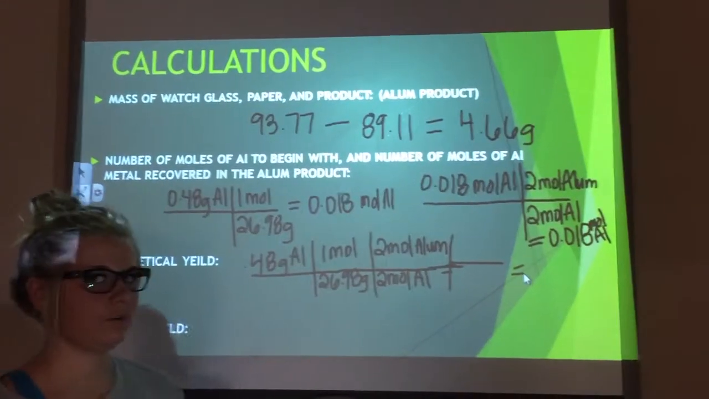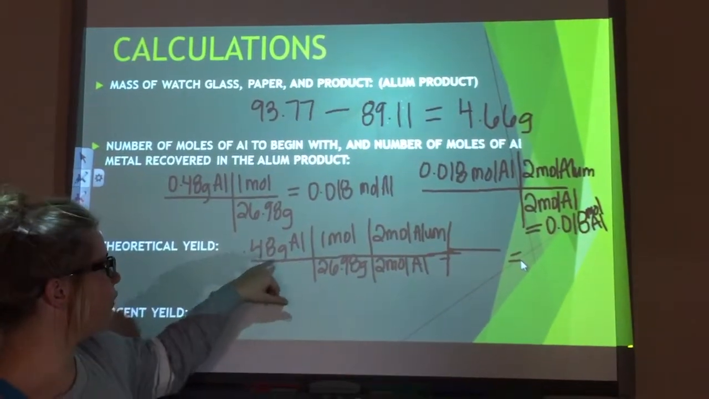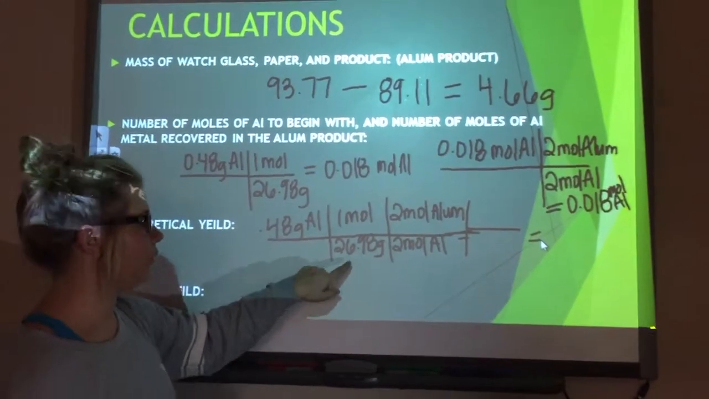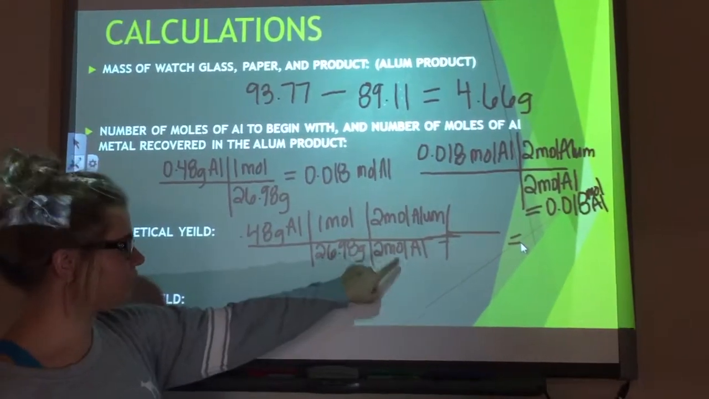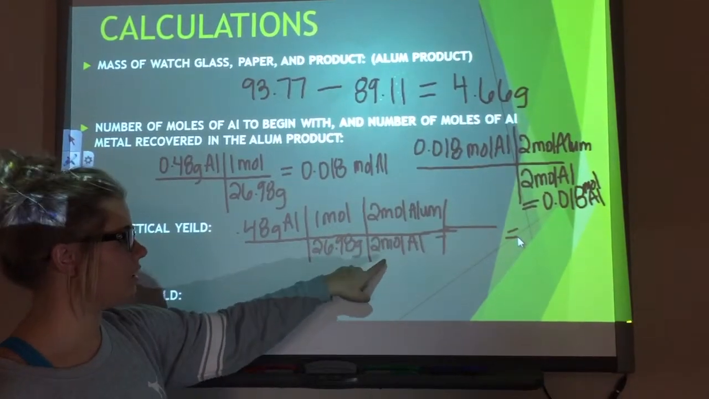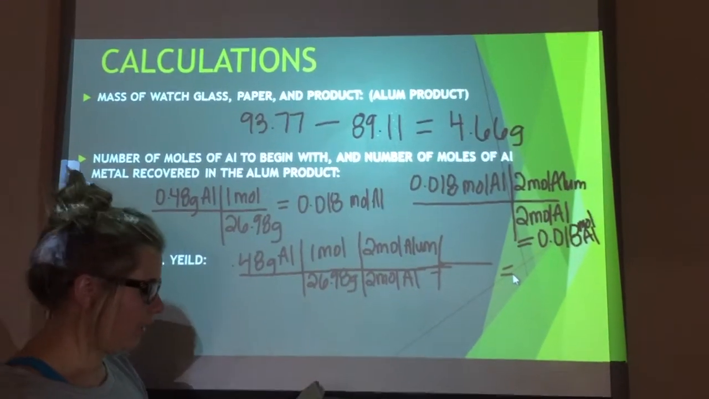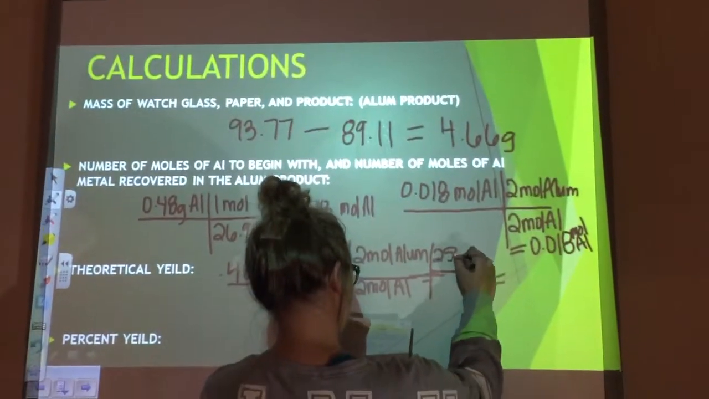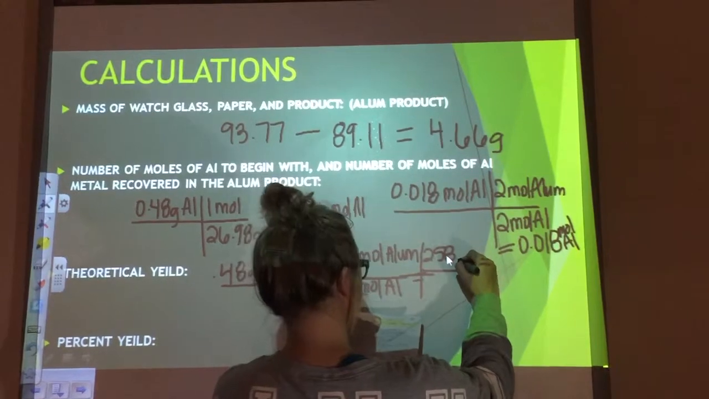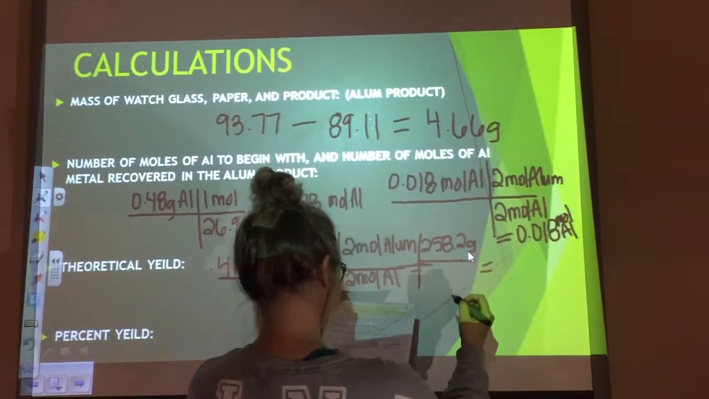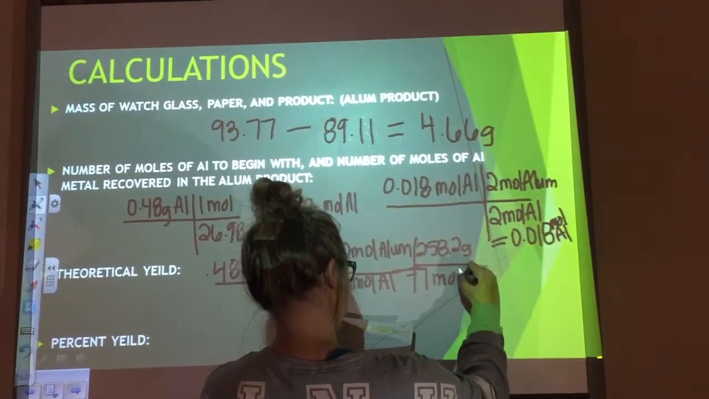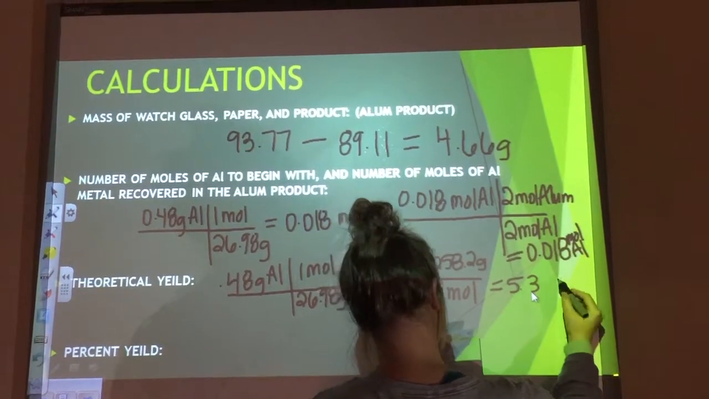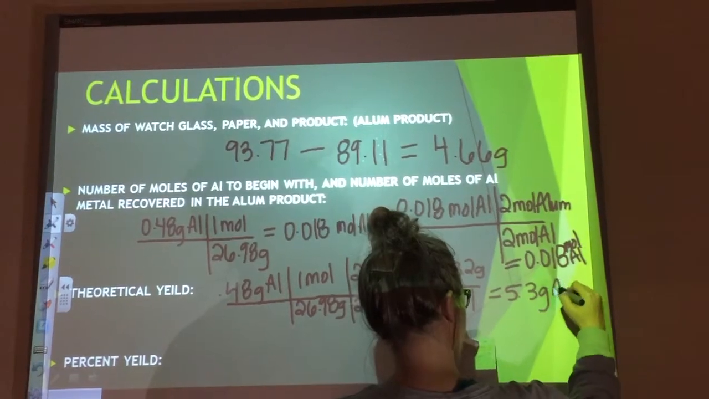To do the theoretical yield, we take our 0.48 grams of aluminum. 1 mole of aluminum is 26.98 grams. And then we take our molar ratio. 2 moles of alum is 2 moles of aluminum. And then we get 258.2 grams over 1 mole. And this gives us 5.3 grams of alum.